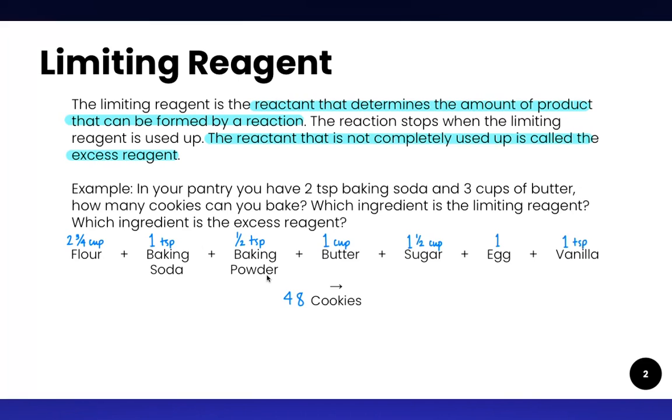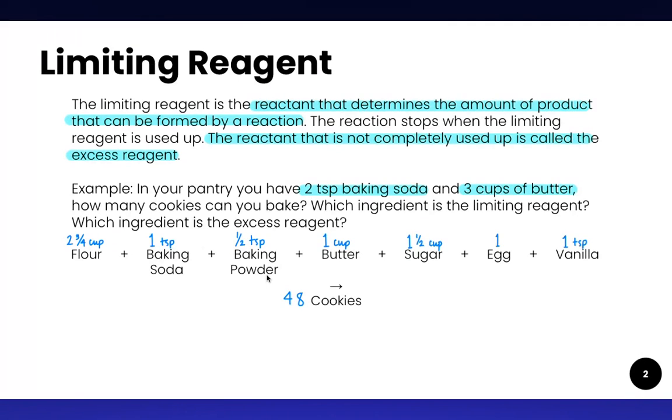For example, let's go back to our cookie example from last time. In this example, you have everything you need in your pantry, and you're going to make as many sugar cookies as possible. You have more than enough of most ingredients, but you only have 2 teaspoons of baking soda and 3 cups of butter. So how many cookies can you bake? Which ingredient is the limiting reagent and which ingredient is the excess reagent?